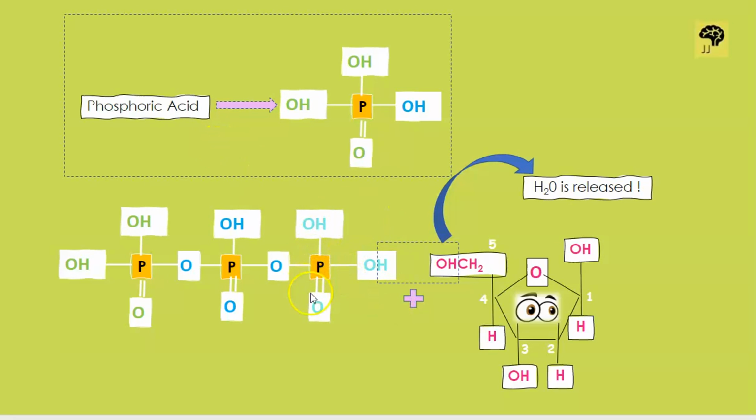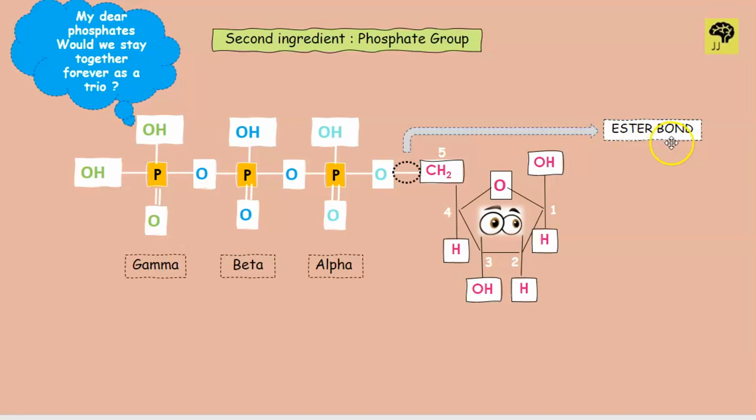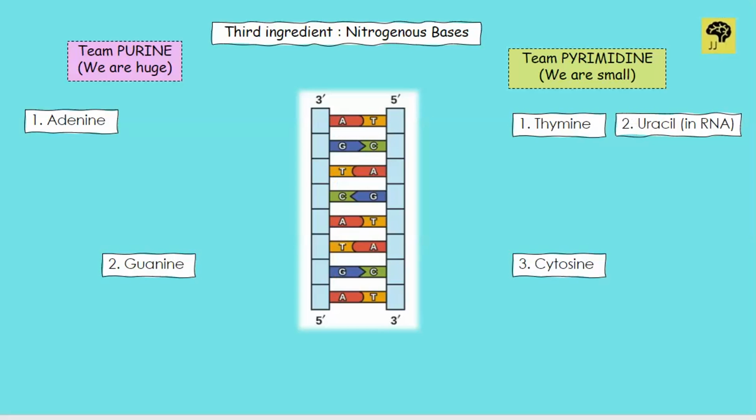The first phosphate, the alpha phosphate, reacts with the fifth carbon, and that's how H2O is released. Here you can see that H from one side and OH from the other are released. So H2O is released, and this particular bond is known as an ester bond. You have to remember that this bond is known as an ester bond. Then we will move on to the sugar and the nitrogenous base.